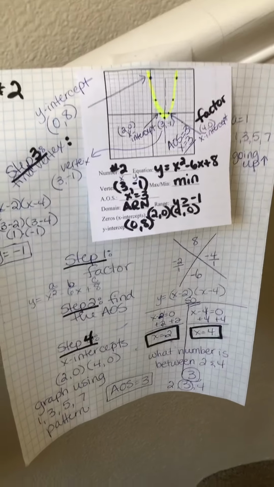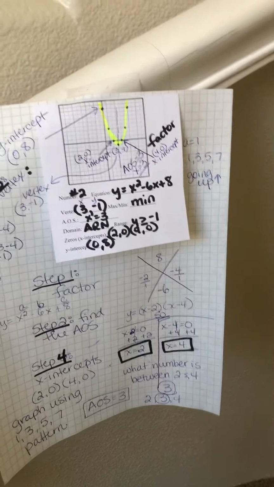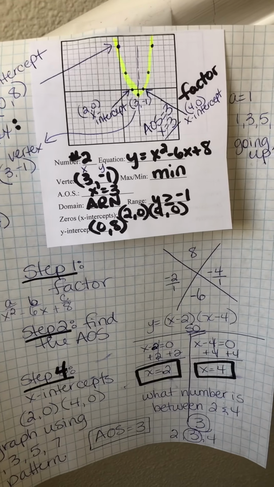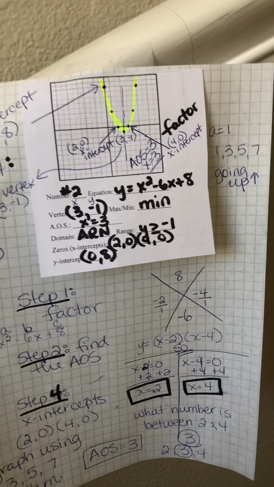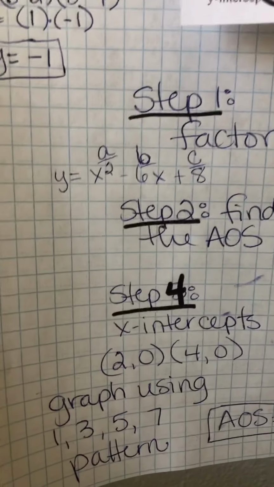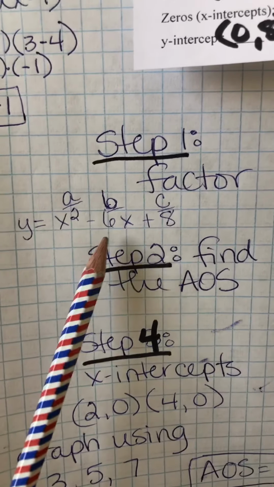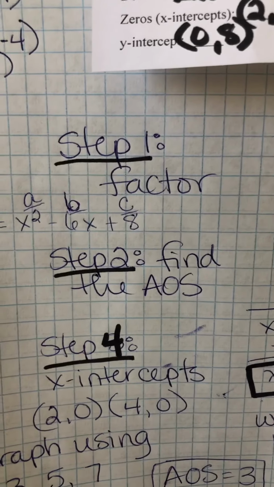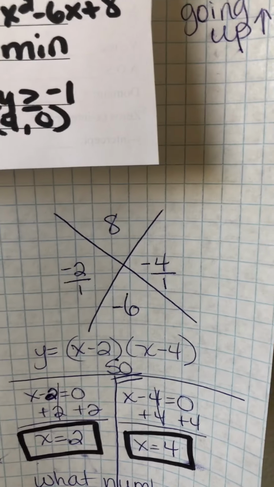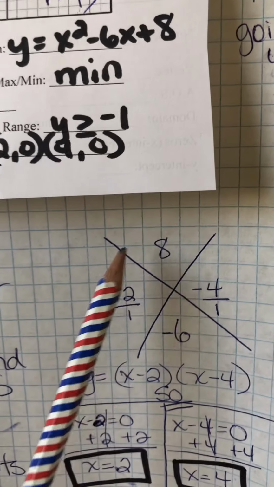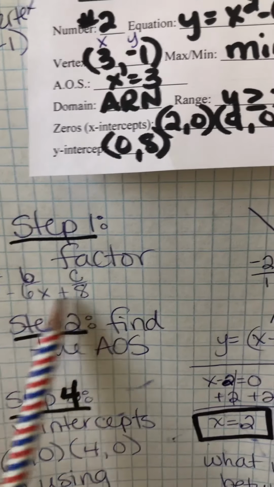This one is going to be a little bit different because we're going to have to factor. Okay, so we have y equals x squared minus 6x plus 8. What are we going to do first? Well, we're going to label the equation a, b, and c. We have our x factor here, so we put a at the top, that's our c. b, which is our negative 6, goes on the bottom.